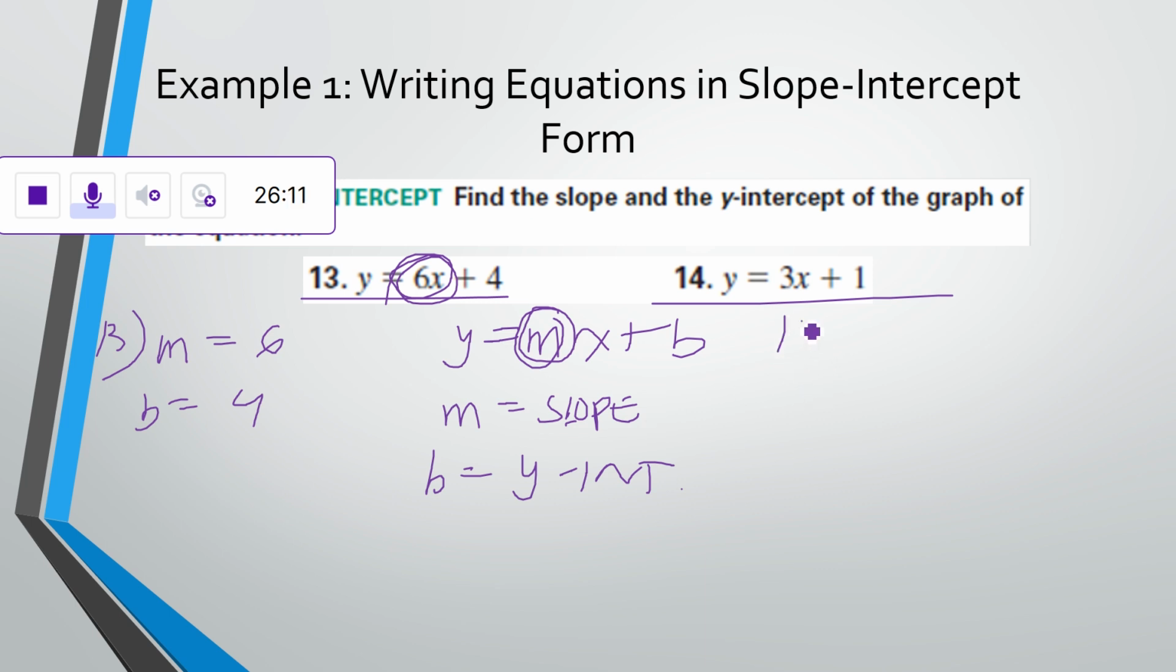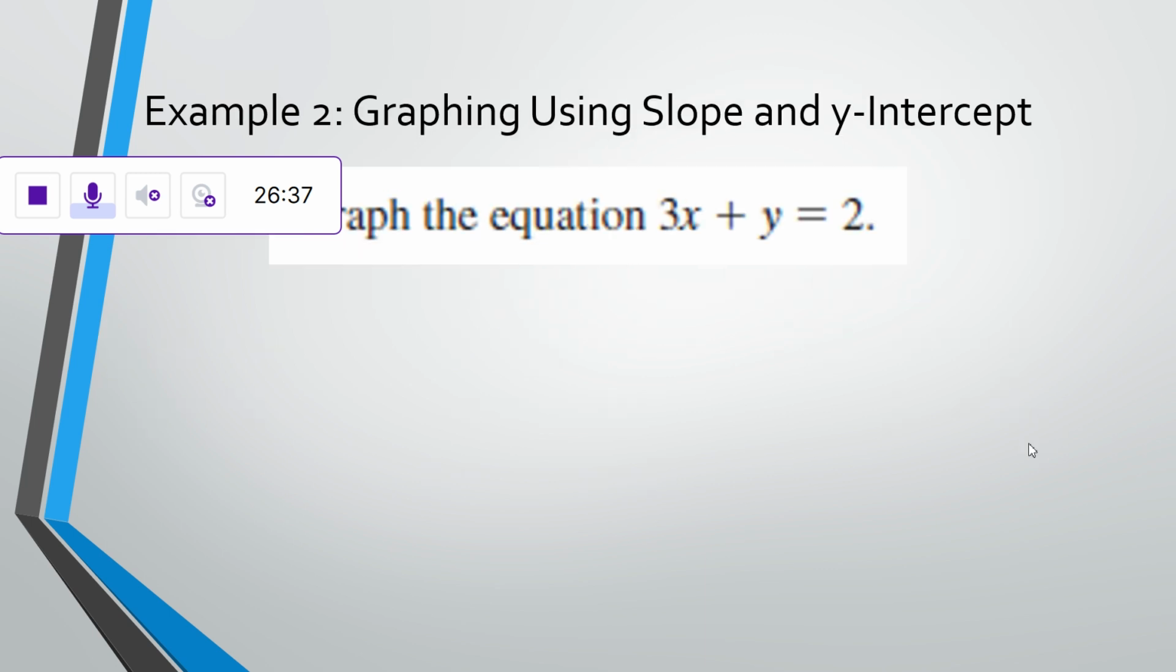Likewise, if we were to have number 14 here, if I were to ask you, okay, what's the slope and the y-intercept? I'm pretty sure a lot of you guys will already identify them. In this case, our slope should be 3, while our y-intercept should just be 1. So using these two bits of information, our slope and our y-intercept, we can basically graph these two equations on a coordinate plane. And I'll show that right here.